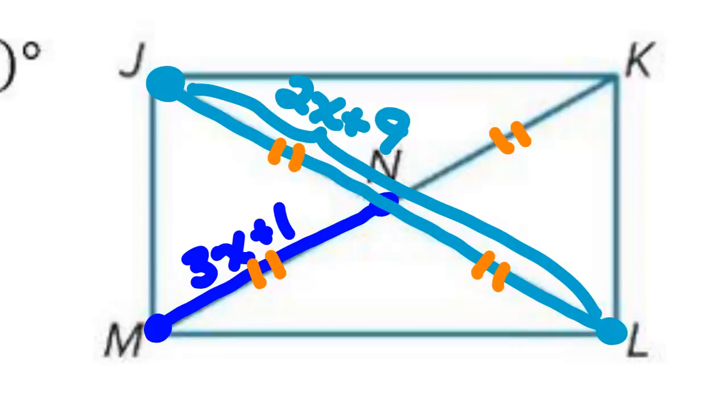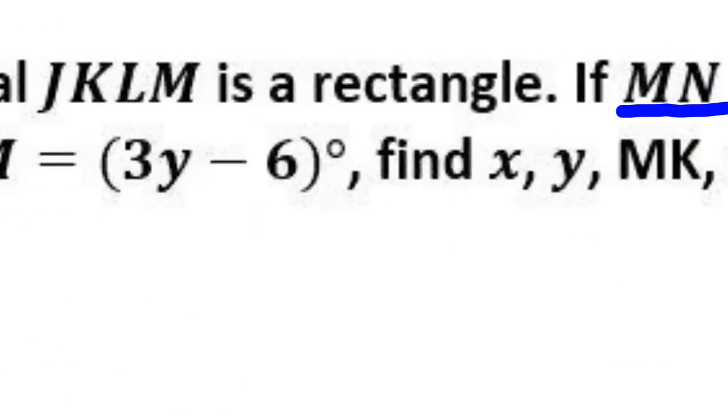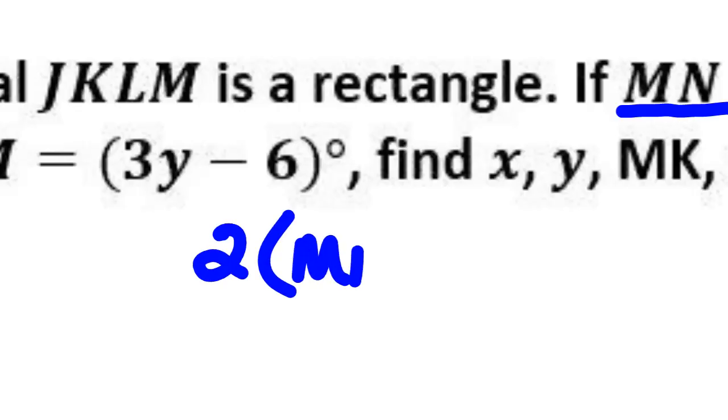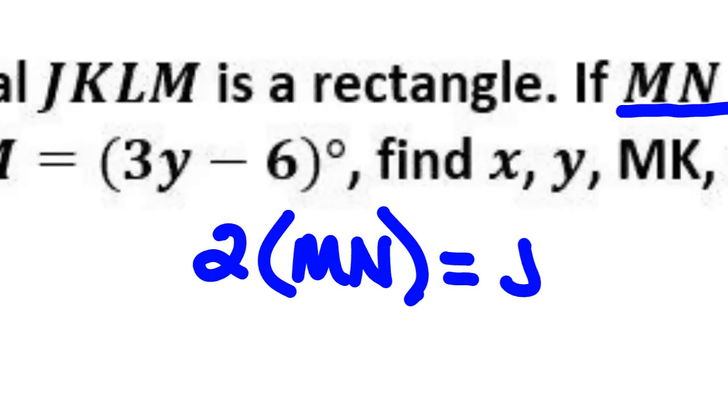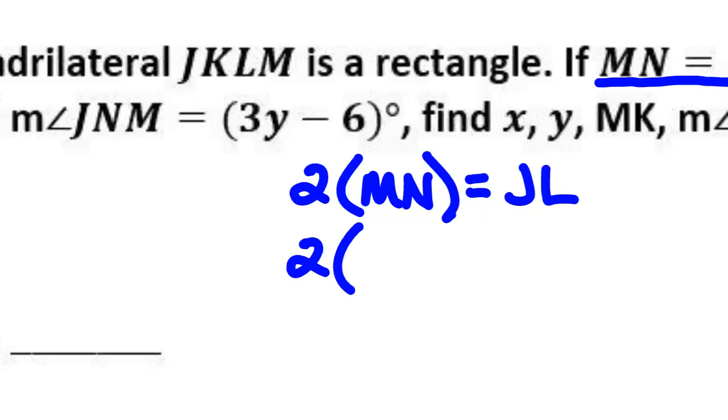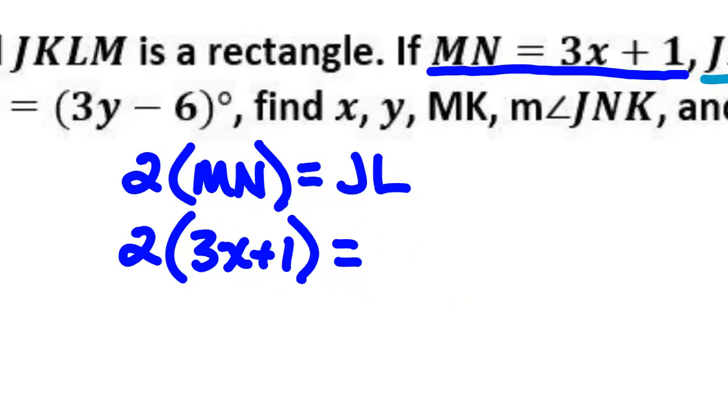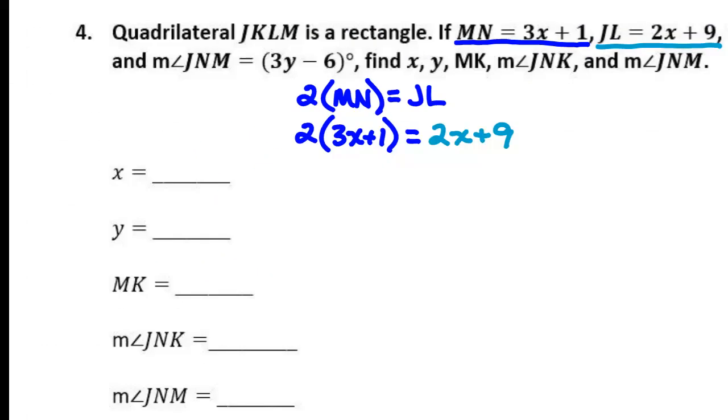So how many segments as big as MN would it take to fit inside JL? 2. So we can say 2 segments the size of MN equals a segment the size of JL. And now we can substitute in 2 times MN was 3x plus 1. And what was JL again? 2x plus 9. We're going to solve this for x now.